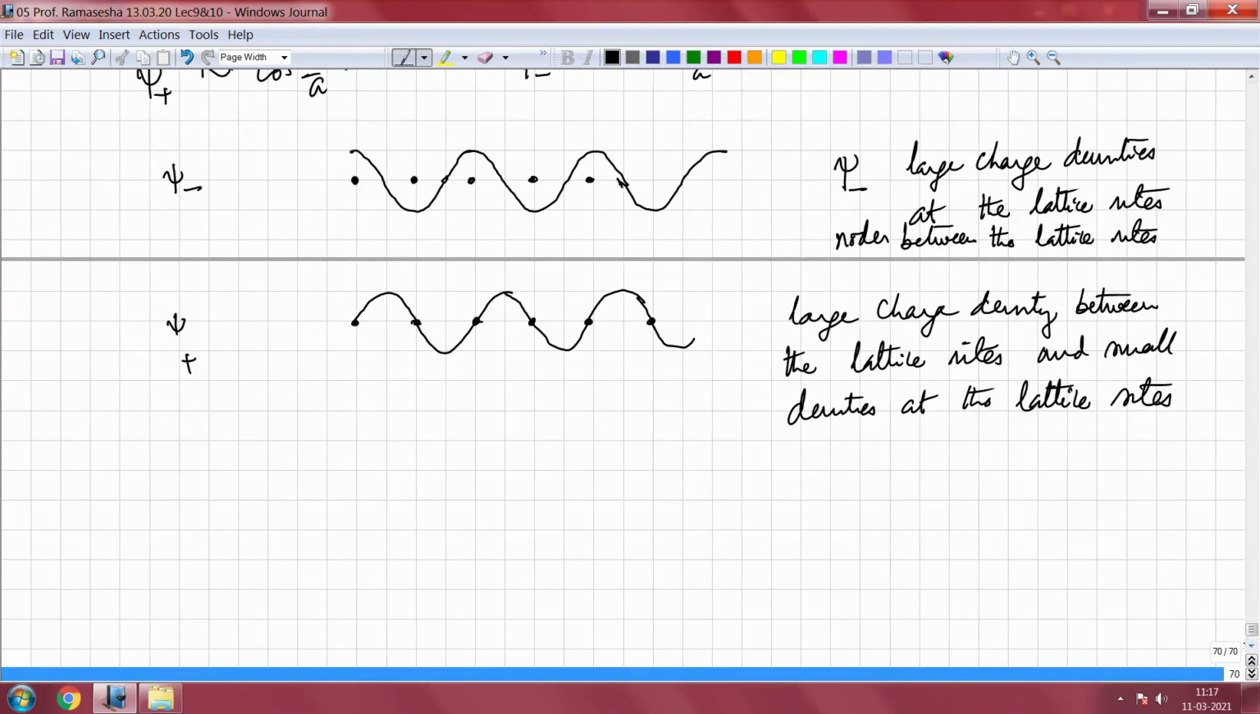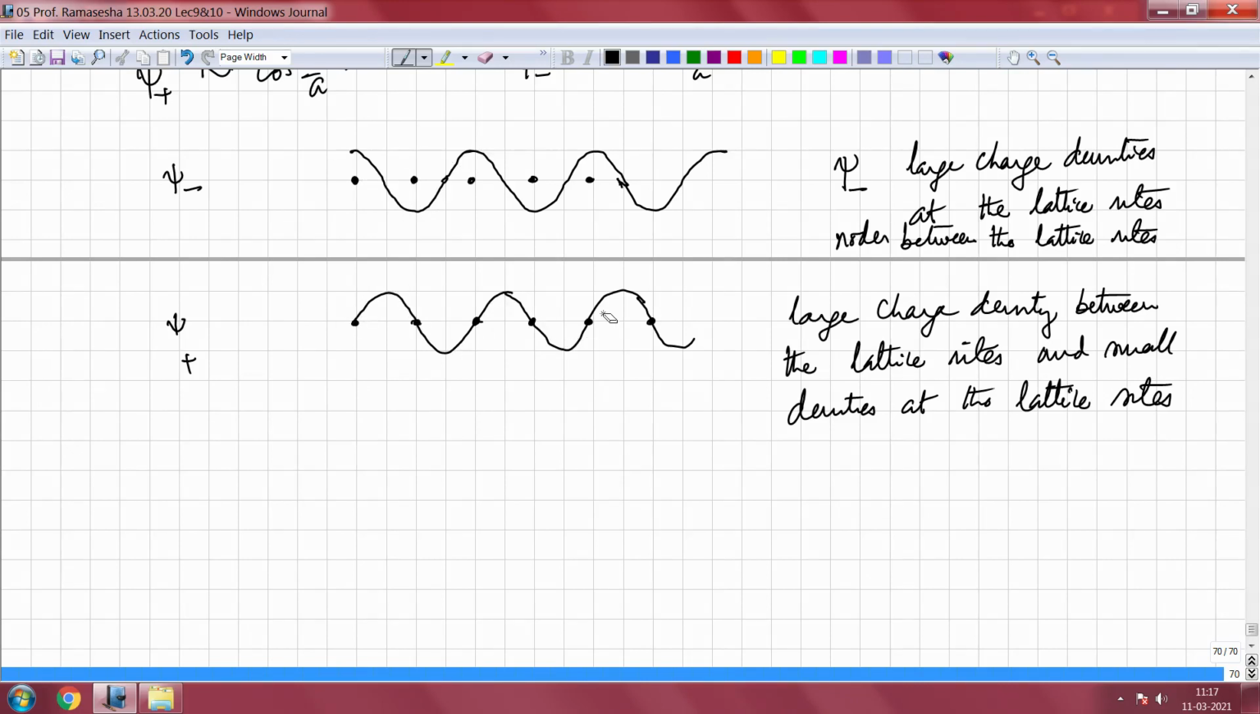So, what does it mean? We know from chemistry that in a bonding molecular orbital you will always find large charge density in the internuclear region, or in the inter-lattice region. Whereas for an antibonding state you will have a node in between the two lattice sites, whereas here it has piled up charge density in the bonding region.